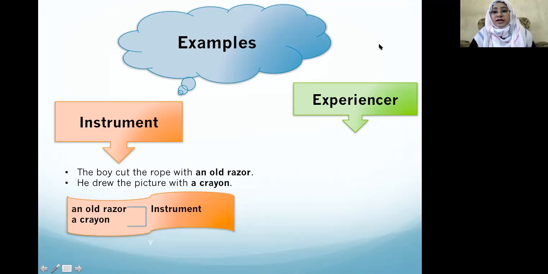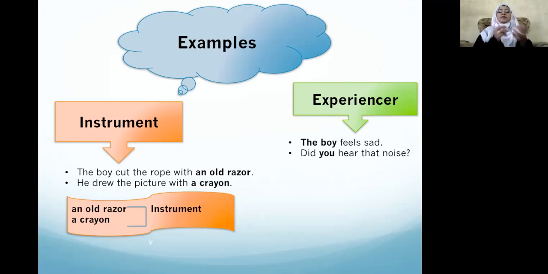Next, what is an experiencer? The boy feels sad. When we say the boy feels sad, something feels, something hurts, something smells. When somebody feels something, in this sentence, the boy is not performing any action. What is he doing? He's feeling something, either sad or happy or crazy, whatever.